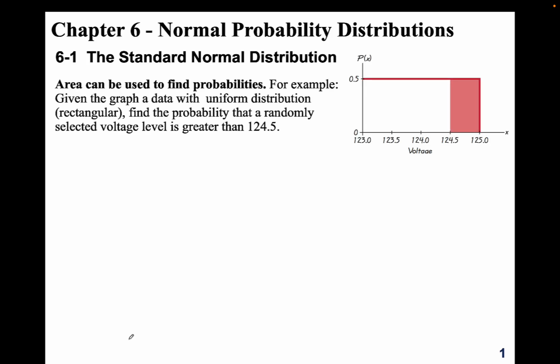Hello statistics students, my name is Jami Emigh, and this video will start our discussion on chapter 6, titled Normal Probability Distributions. Section 6.1 is titled The Standard Normal Distribution. We're going to talk about how area can be used to find probabilities.